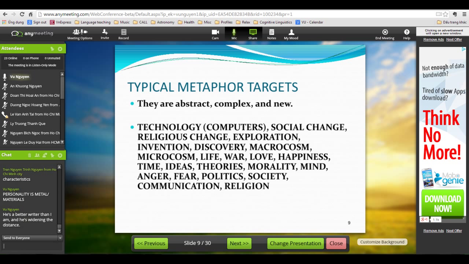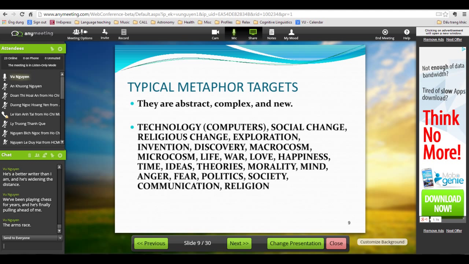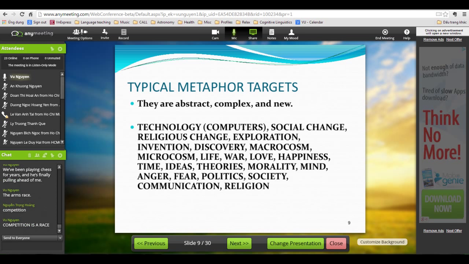Now, look at the expressions I'm posting onto your chat. We know he's a better writer than I am, and he's widening the distance. We've been playing chess for years, and he's finally pulling ahead of me. And the arms race. Right, so what are the target domains for these expressions? Good, competition. So in this case we have this metaphor: competition is a race.